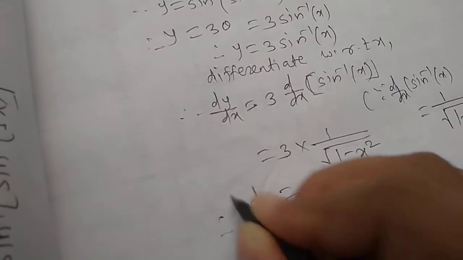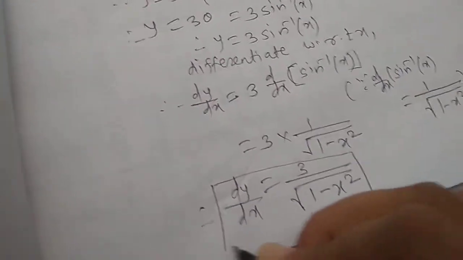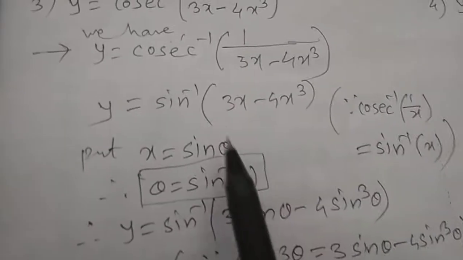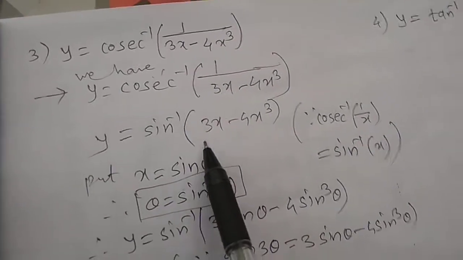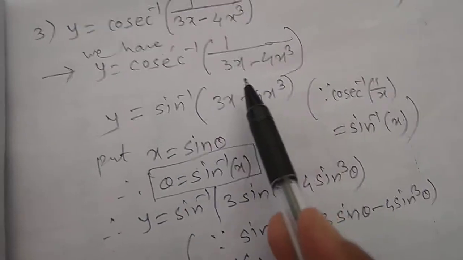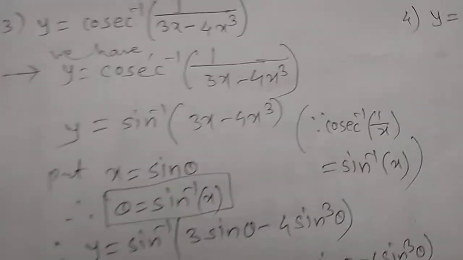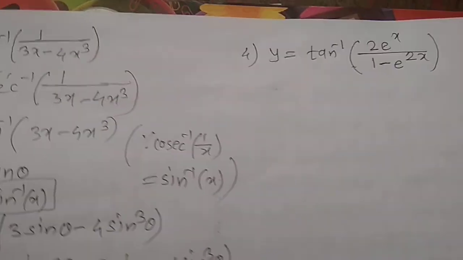and therefore we got derivative dy by dx is equal to 3 upon root 1 minus x square, which is a derivative of given function y is equal to sine inverse of 3x minus 4x cube, that is y is equal to cosec inverse of 1 upon 3x minus 4x cube. So let us see another example.